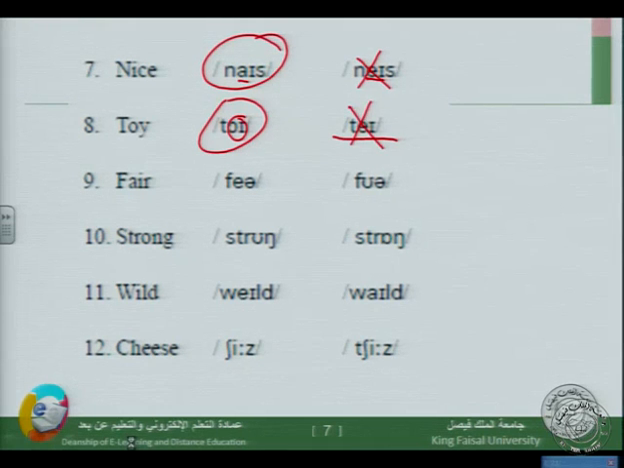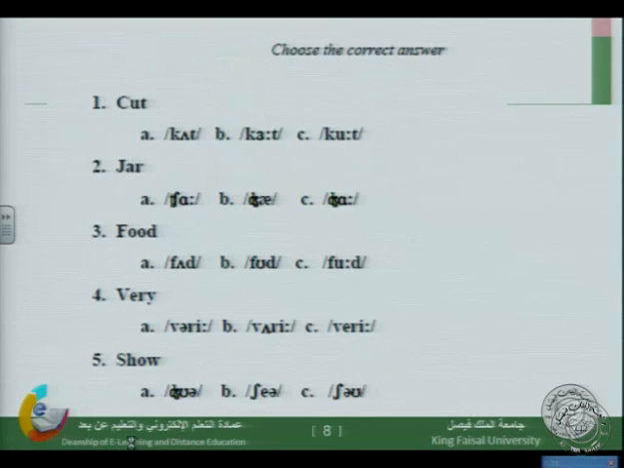Fair, fua, fair and fua had the error. Strong and strong. We'll leave number 10, number 11, and number 12 for you. Just go back to the dictionary, try to check which one is the correct and which one is the incorrect.